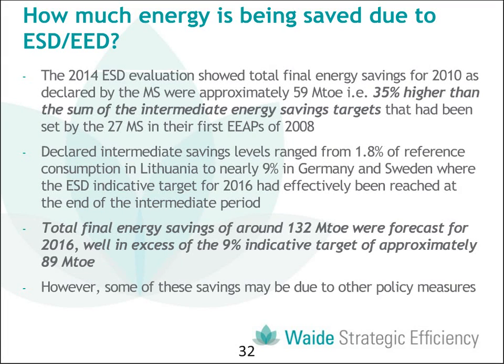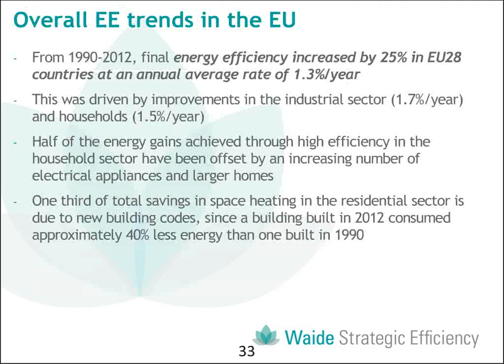However, the evaluation also showed that this was just the headline figures, and a lot of these savings were due to counting measures which were actually due to other policies. When we look at energy efficiency and trends in general across the European Union, and there's different ways of accounting for these, it would be the subject of an entire talk in itself. It's been found that energy efficiency across the EU 28 has improved by 25% at an average of 1.3% per year since 1990 to 2012, with the biggest improvements in the industrial sector of 1.7% per year and households of 1.5% a year.